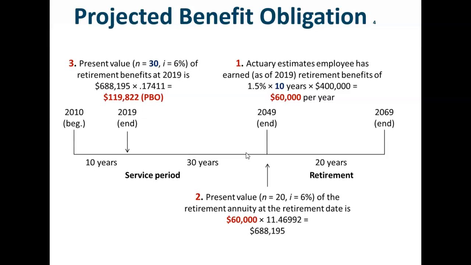Looking at the present value table, the factor is 0.17411. Multiply that times the $688,195 retirement benefit, and the present value of that benefit is $119,822. So the pension benefit obligation at the end of 2019 is $119,822.